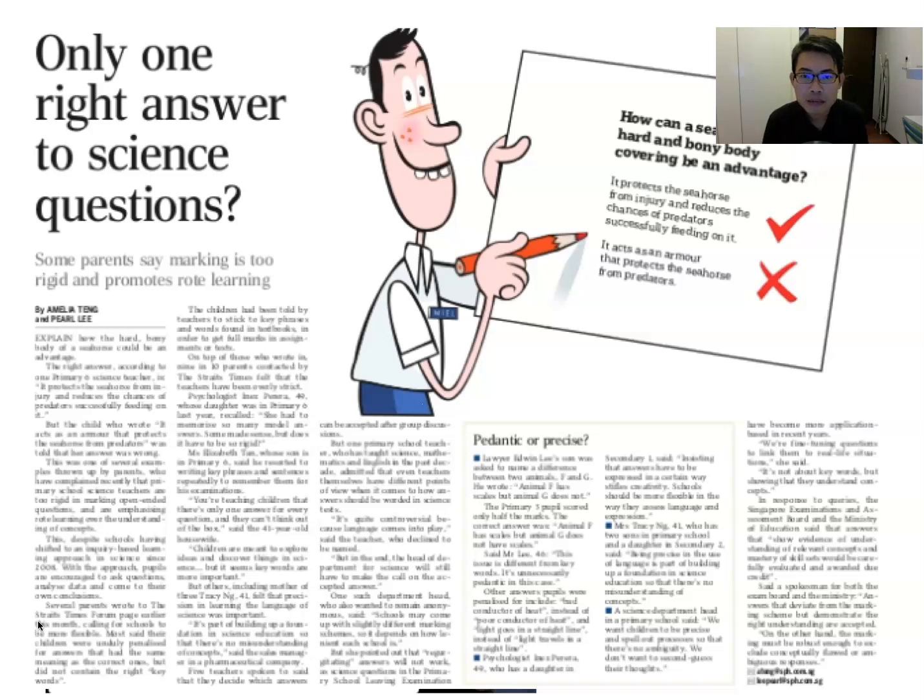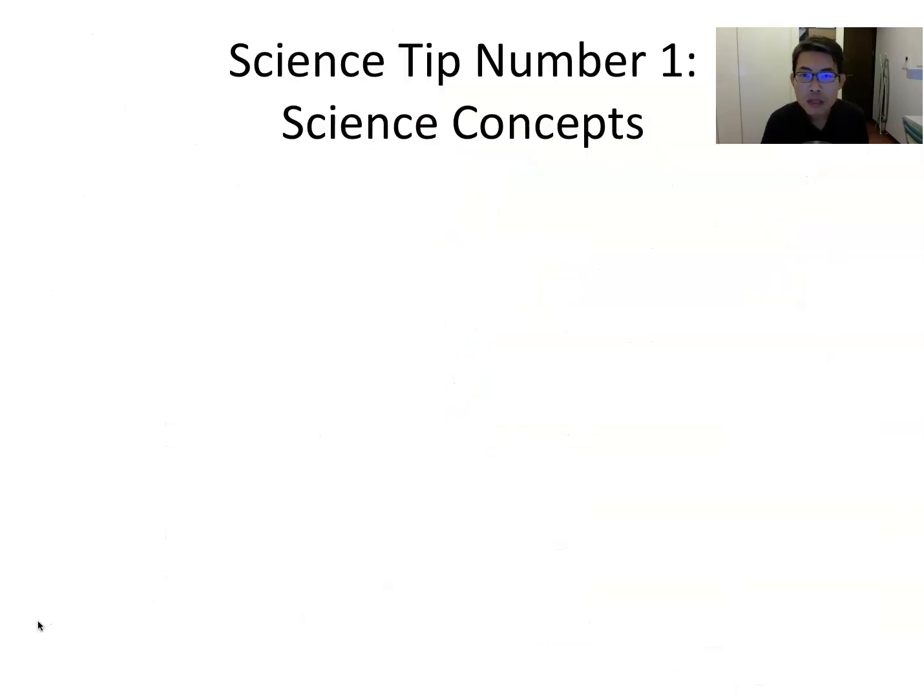Sometimes parents and a lot of people wonder, is there only just one answer for science? And my short answer to you right now is no. There can be more than one answer. It depends on how you justify it, how you explain it. And in this lesson, I'm going to go into 2 science tips. The first one, which I'll just cover very briefly today, is about science concepts.